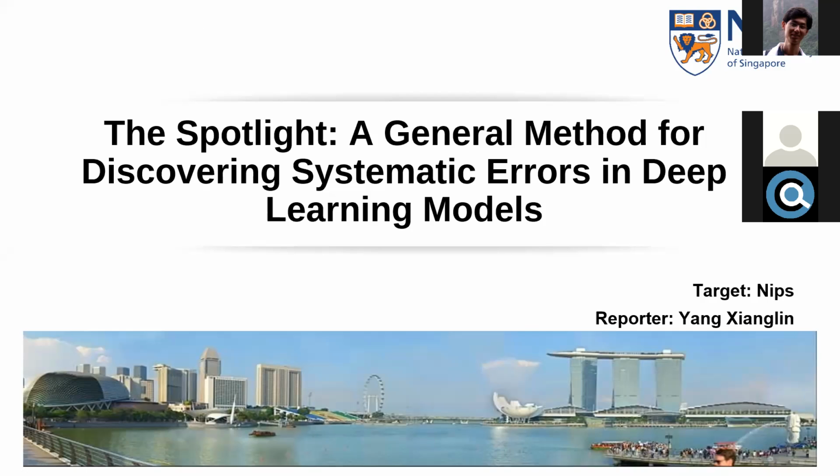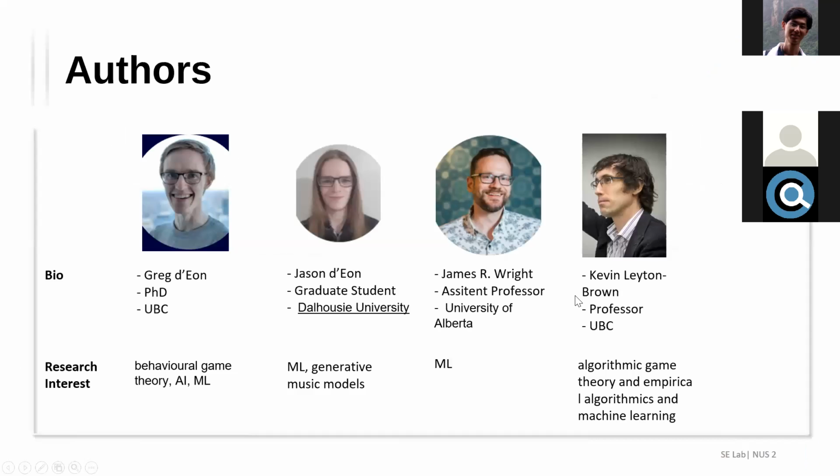So this paper is called "The Spotlight: A General Method for Discovering Systematic Errors in Deep Learning Models." So it hasn't been published yet, but based on the format of the paper, I think it targeted NIPS this year. Okay, so it means it has been under review? No, right? I guess, but it has the format of NIPS. Oh, I see. Using NIPS format. Okay, let's keep going on. Yes, maybe you can try NIPS in the future as well.